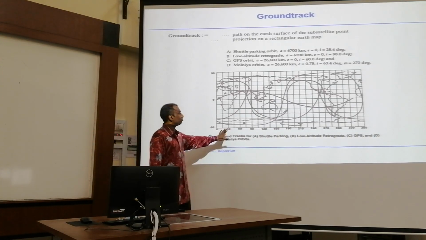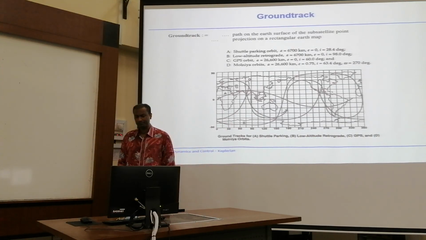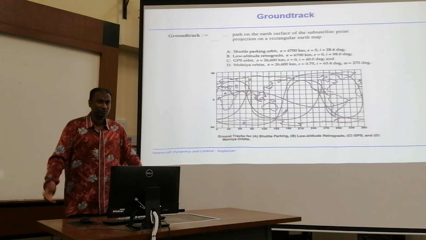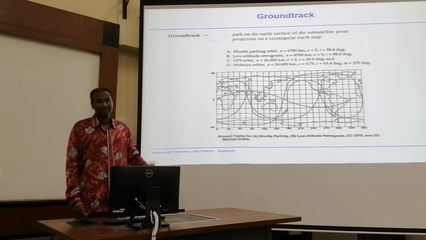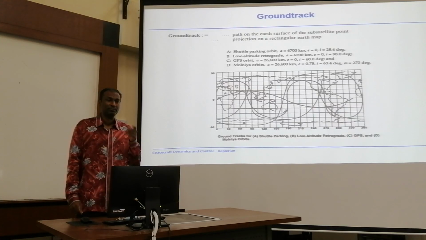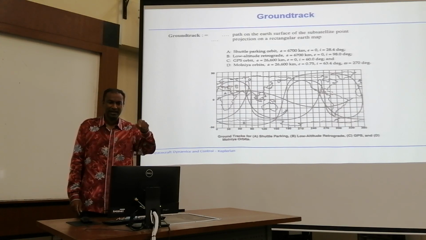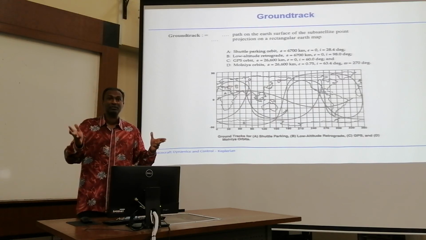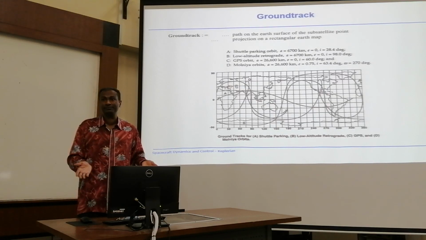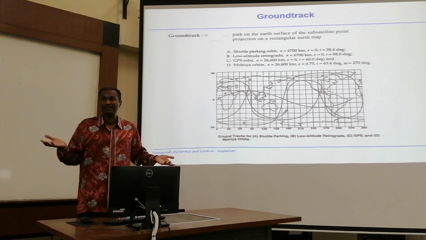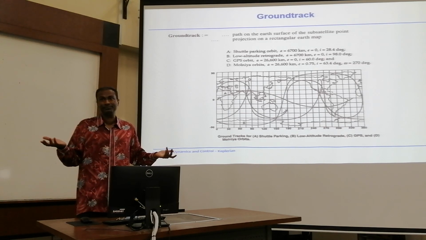So in order for us to produce a good ground track, you must do orbit control. You must, because why is ground track important? Because ground track tells you exactly whether you are supposed to, let's say, scan a particular place, scan Malaysia. You are supposed to pass above Malaysia. If you are not passing above Malaysia, then it's a problem.